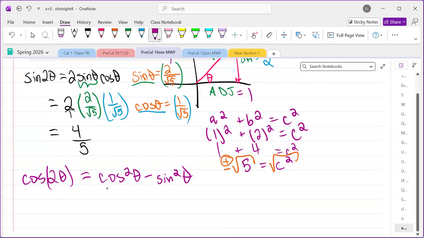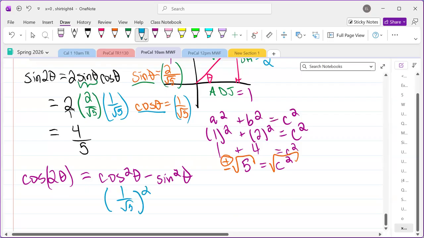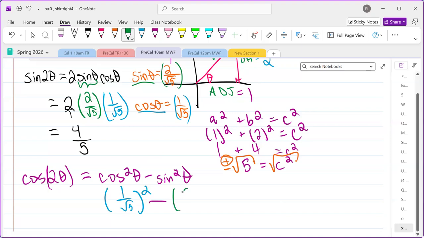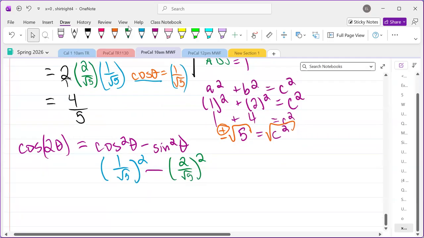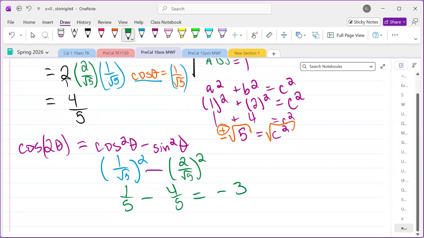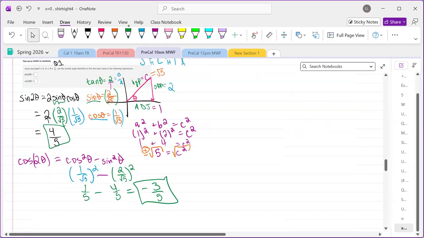So cosine squared, that's 1 over the square root of 5 squared, minus, and then sine squared is 2 over the square root of 5 squared. So I end up with 1/5 minus 4/5 gives me -3/5. So there's my two answers for web work.